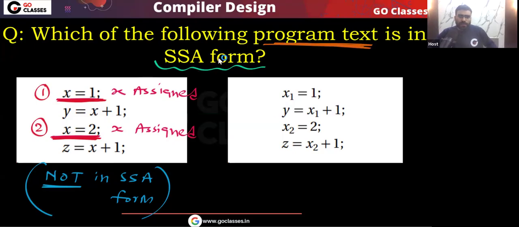What about this one? Yes, this is in SSA form, right? Yes or no? This is in SSA form.